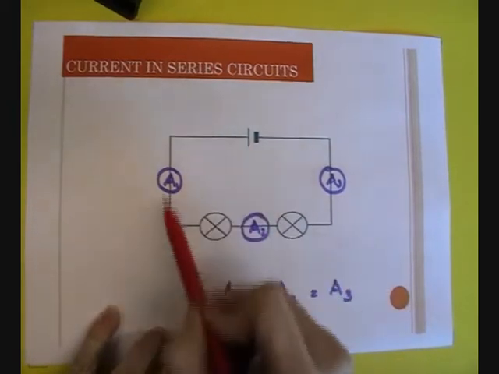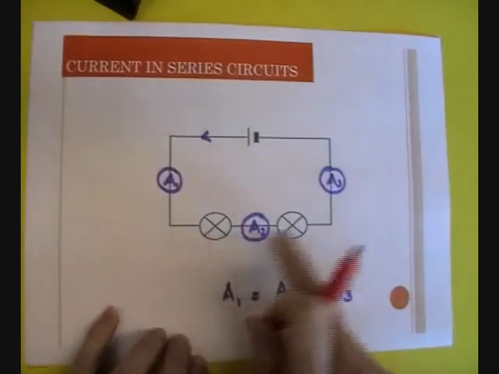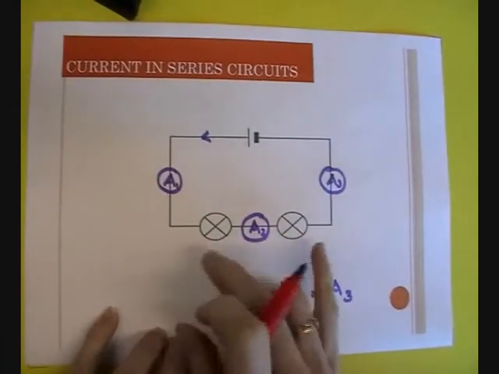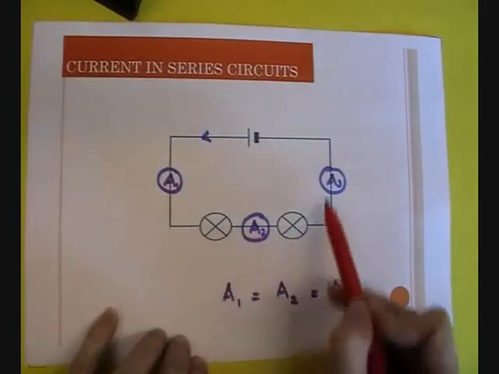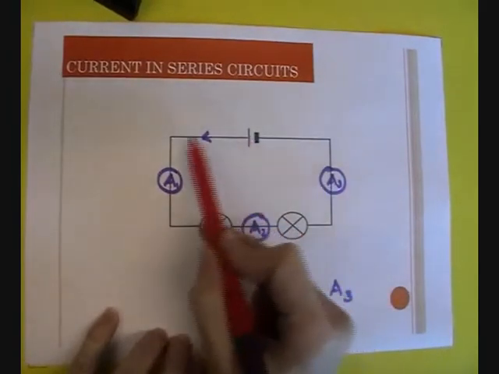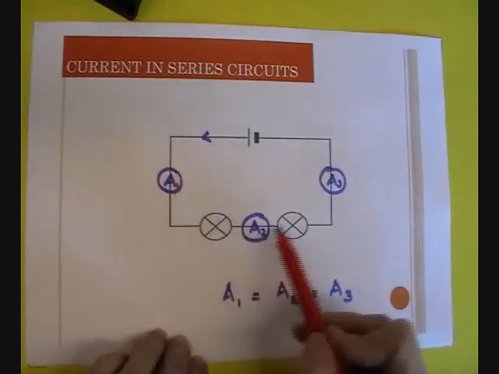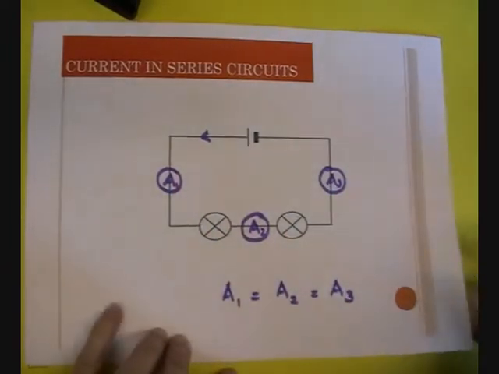So how much current flows from the battery depends on what components you have in there. If they have lots of resistance, then you're only going to have a small amount of current flowing. If they have very little resistance, then you'll have a larger current flowing, but that current will be the same in every bit of the circuit.